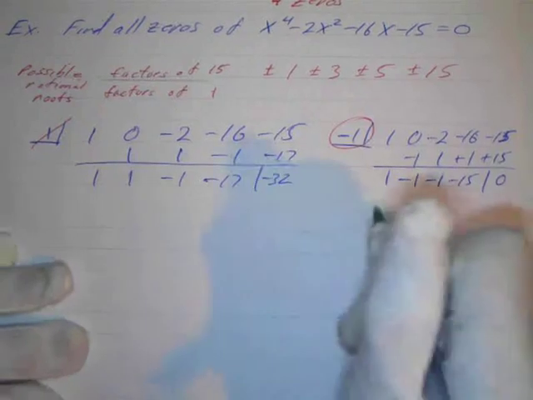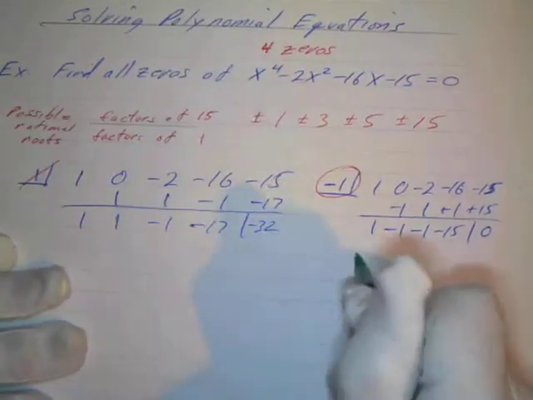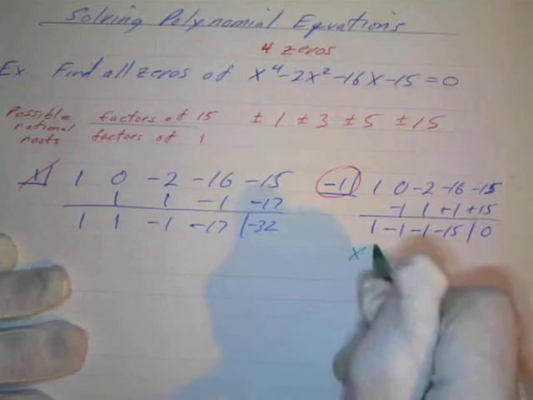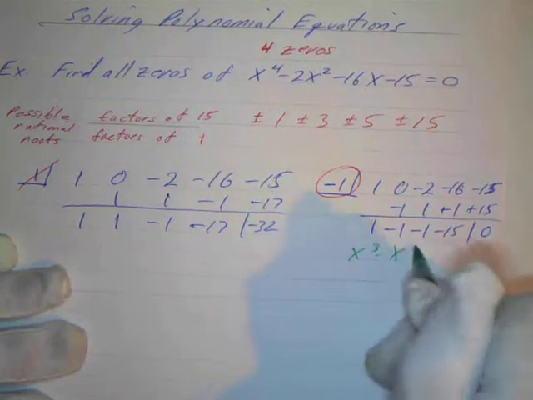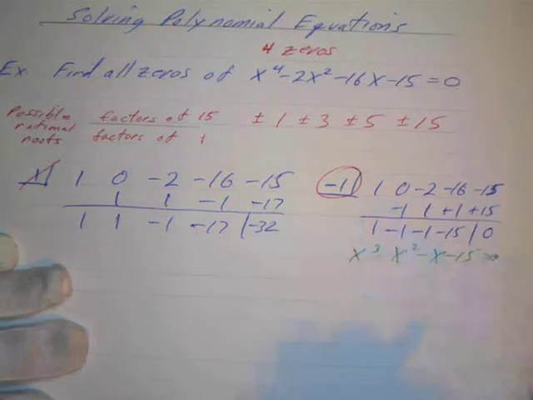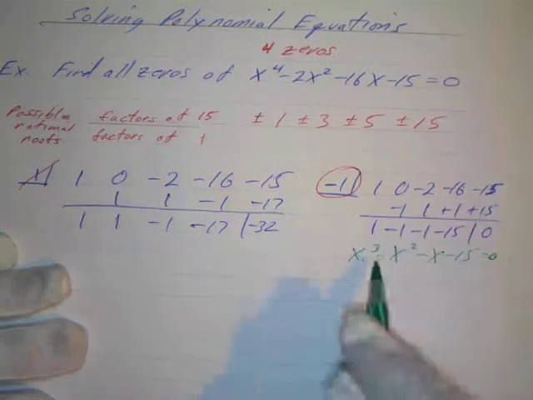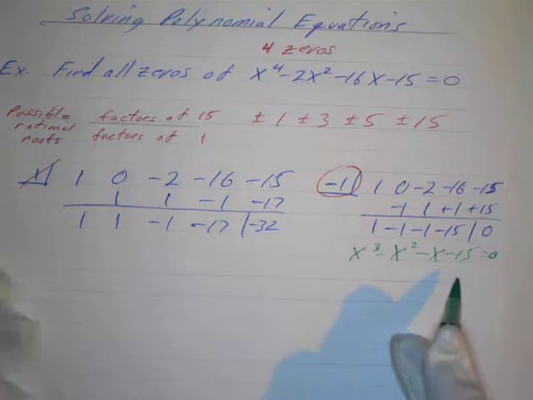Now remember, this is like we started x to the fourth. So since we divided out one root, we now have this is 1x to the third minus 1x squared minus x minus 15 equals 0. That's our reduced equation. It's a cubic. We started with the fourth. So now we want to check the roots here.